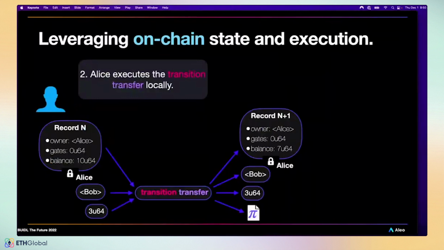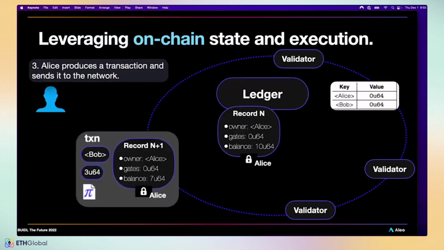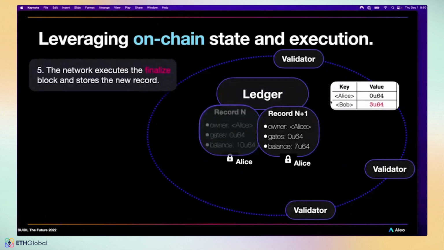Now that Alice has executed a transition locally, she produces a transaction and sends it to the network. In this transaction, we have all the outputs of our transition. What the network first does is verify the proof. If the proof doesn't verify, the network drops the transaction, and no state is updated. But if the proof verifies, then the network stores the new record and then updates its mapping with Bob's new value. And this is effectively how we can combine off-chain execution and on-chain execution.